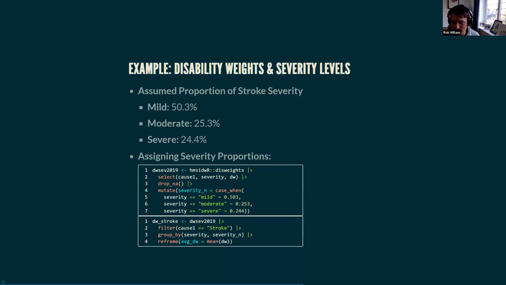The provided R code assigns those assumed proportions to each severity category, and then computes average disability weights by working out the mean of disability weight in each stroke category. So if you're following along, you should end up with an appropriate data frame at the end of that.